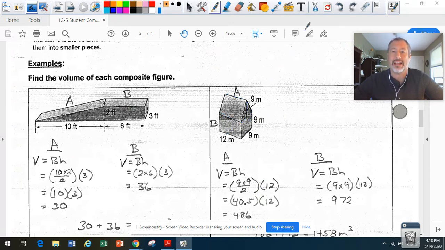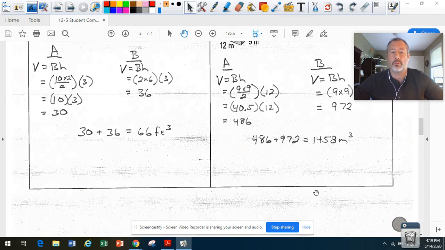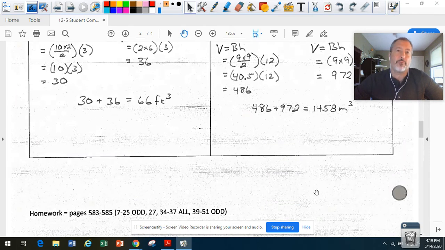So now let's look here at the bottom. Okay, it's a rectangular prism. So we can just use volume equals length times width times height. So we can just go 12 times 9 times 9, which is going to give us 972 meters cubed. So now we take those answers there. 486 plus 972 is going to give us a total volume of this entire shape of 1,458 meters cubed. Okay, guys, that's all that I have today for Chapter 12, Lesson 5, the volume of prisms.